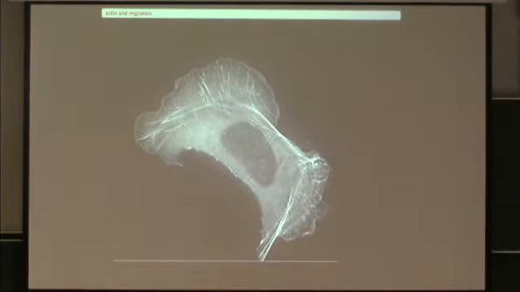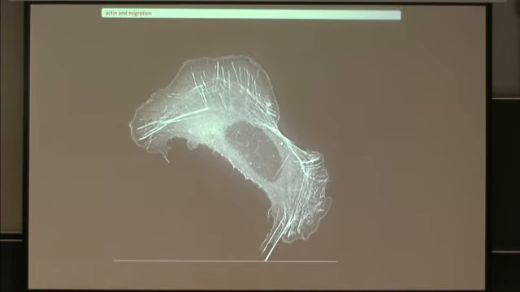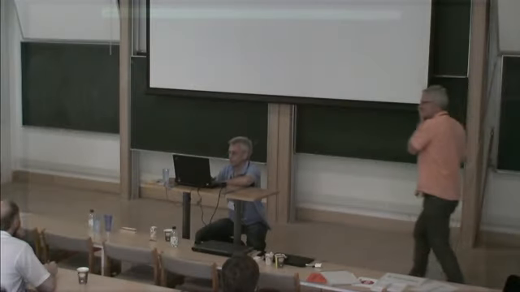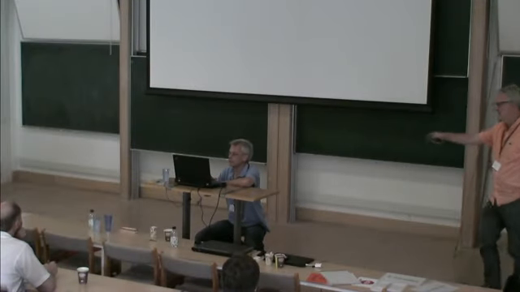Here you see the transversal fibers moving backwards, and I operate this for you. Wait a second. It's not a question of operating. You can take the mouse.